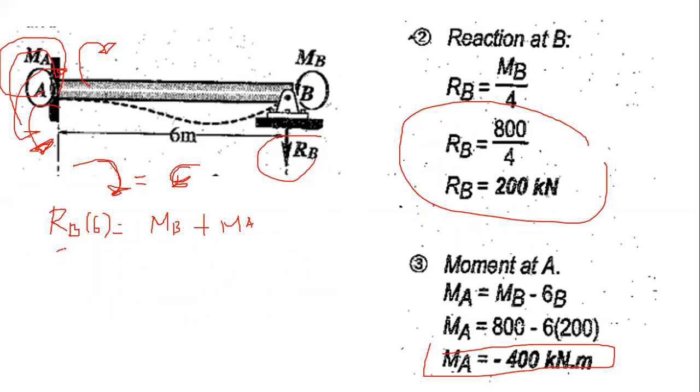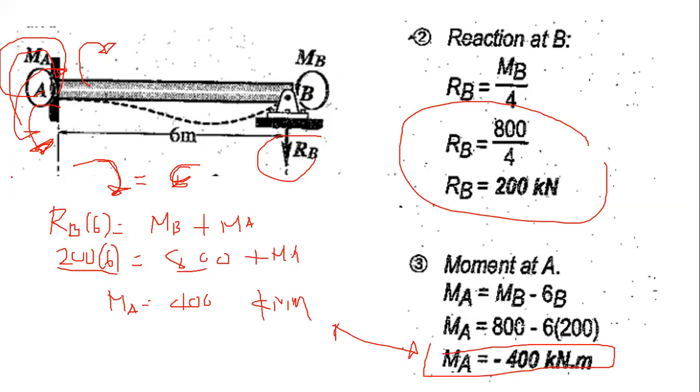This is 200 times 6. MB is calculated earlier, 800. And then you have MA. Okay. In other words, 200 times 6 is 1,200 minus 800. Therefore, MA is equal to 400. Positive, ano? Positive siya.